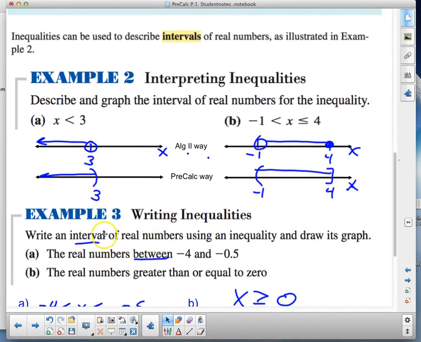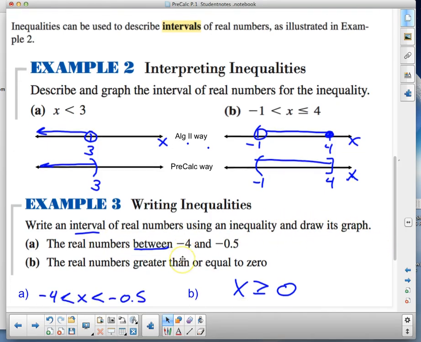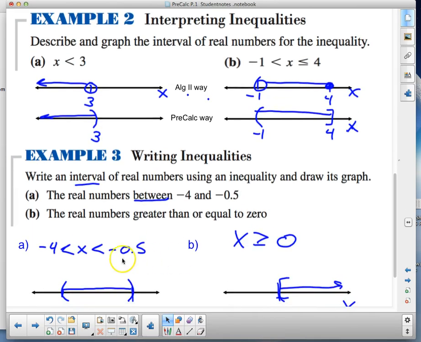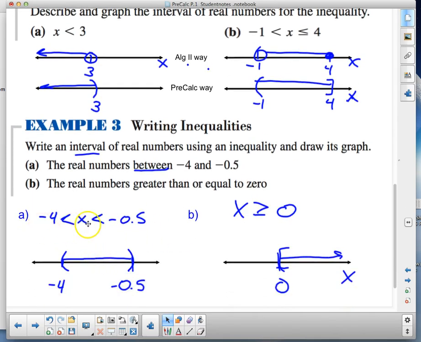The real numbers, now writing an interval of real numbers using an inequality and graph. The real numbers between -4 and -0.5. So I've got -4 less than x, which is less than -0.5. And they're open at both ends, and the interval between them is connected.